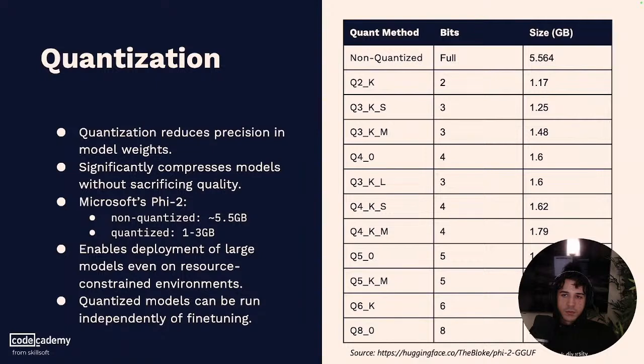By reducing the number of bits used to represent floating point numbers, models can be drastically compressed without significant loss in quality. A tangible demonstration of this can be seen in the comparison between quantized and non-quantized versions of Microsoft's V2 on Hugging Face.